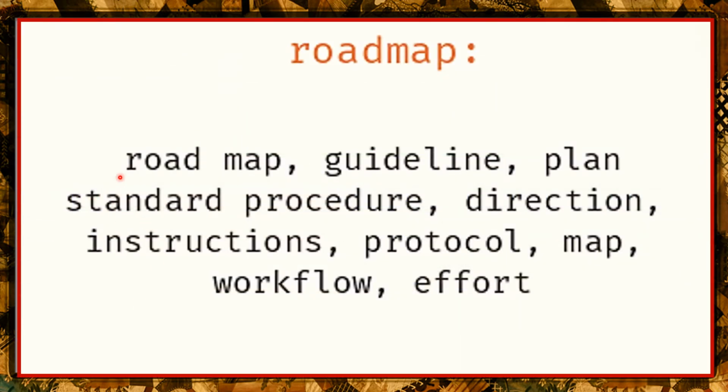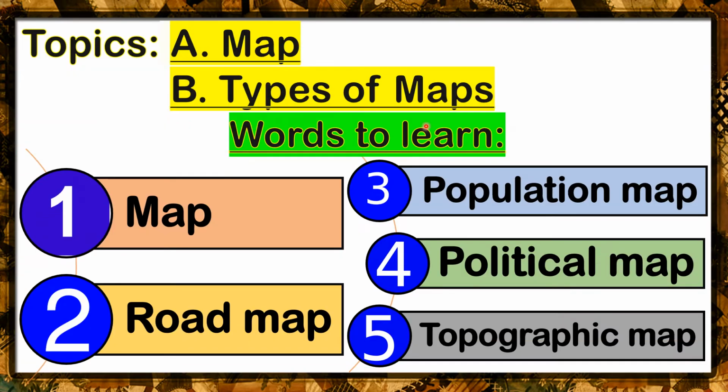The second word that we have is road map. Road map means guideline, plan, standard procedure, direction, instructions, protocol, workflow. So a road map basically, class, tells us the name of the road and the name of the streets.